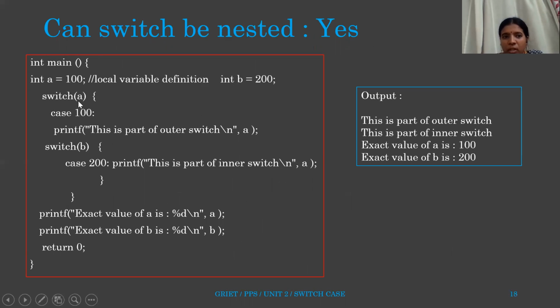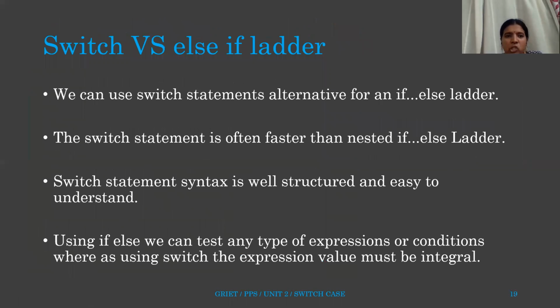So switch of 100: case 100 matches here. This prints the answer, this is part of outer switch. Again, case B, now it is 200. 200 is matched, so it prints this is part of inner switch. So the output is: this is part of outer switch, this is part of inner switch. You come out of both the switches and print A value and B value. This is just a simple example, might not convey a large meaning, but it helps us understand that yes, switch can be nested.